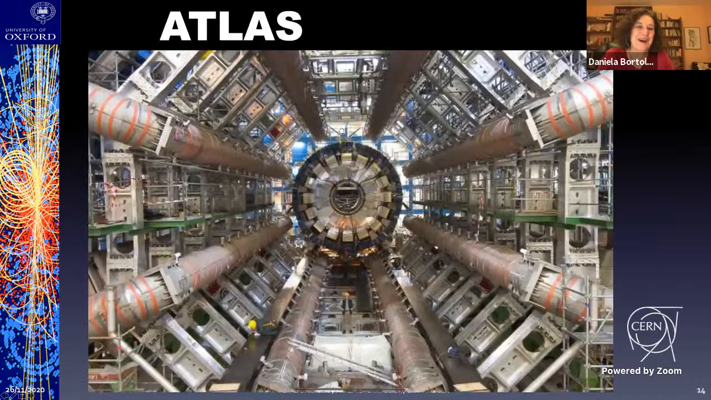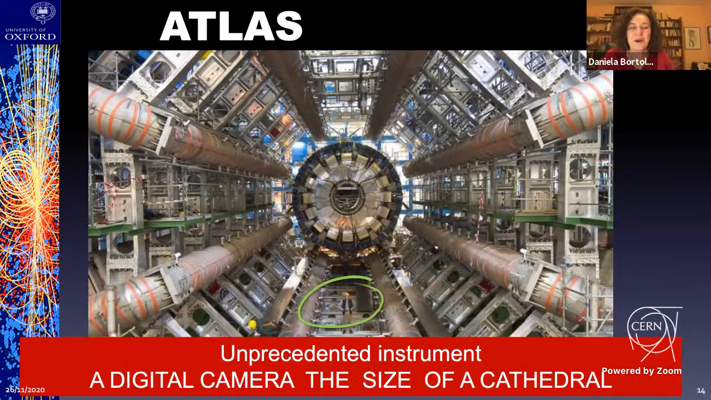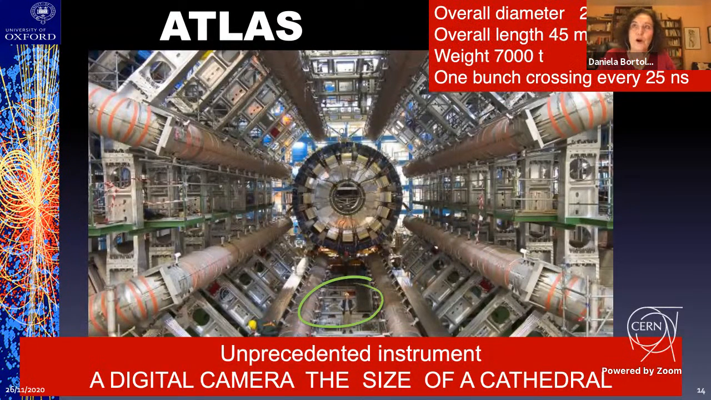So here is a picture of ATLAS. You see that it is a magnificent experiment. Here is the size of a human being inside ATLAS. It's really amazing. It has the size of, if you want, a cathedral, about half the size of Notre Dame Cathedral in Paris. It has a diameter of 25 meters, a length of 45 meters, a weight of about 7,000 tons, and it takes a picture every 25 nanoseconds.